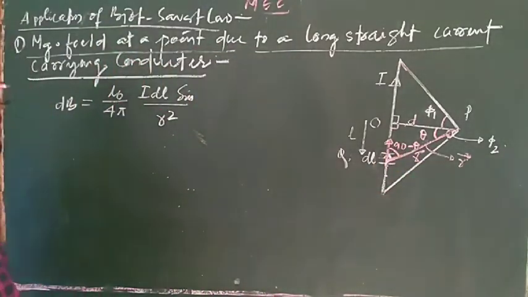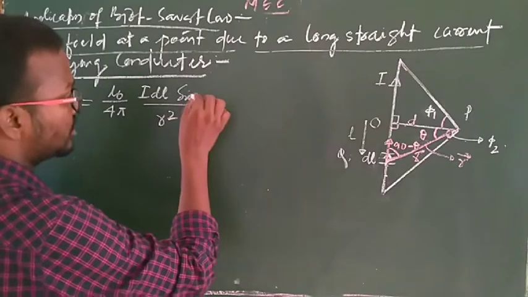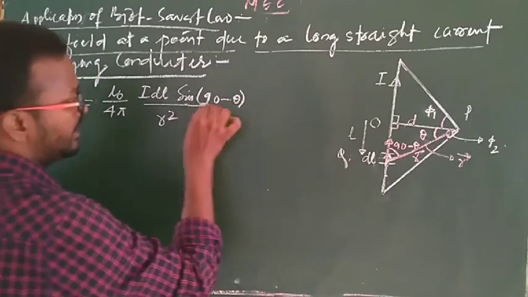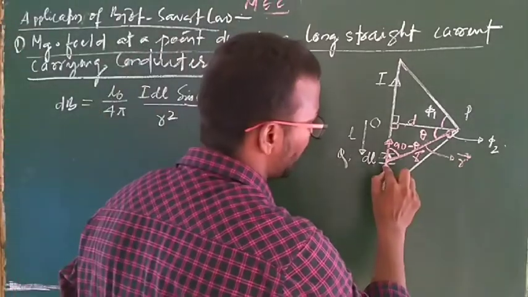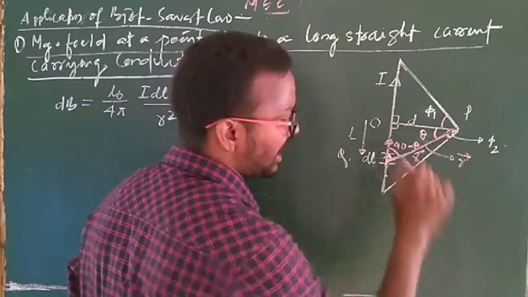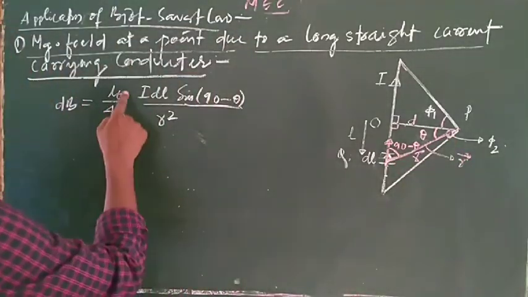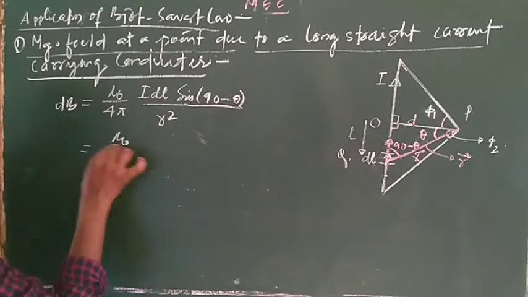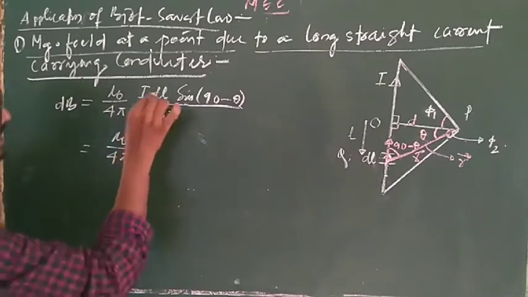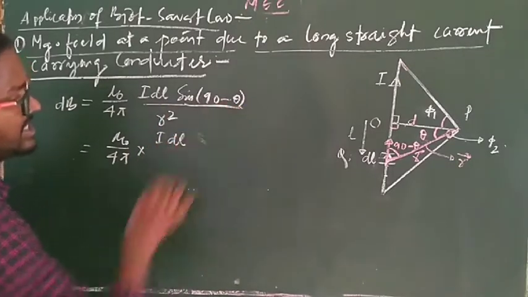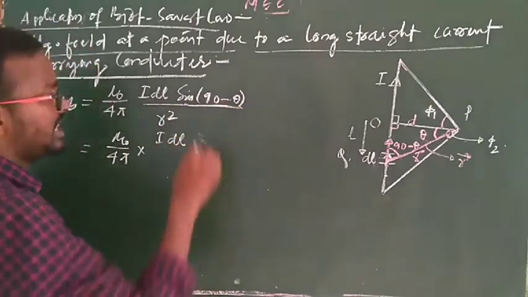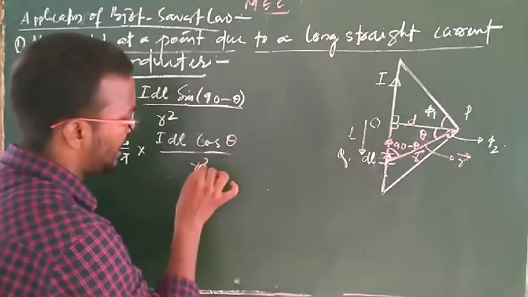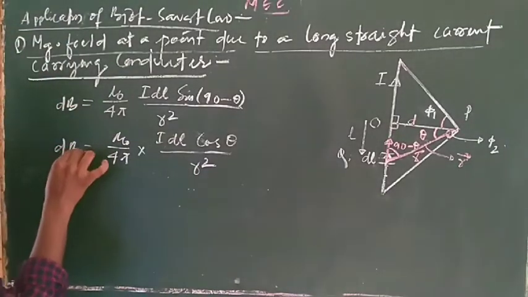So you can write here, that is I dl sine theta, where theta here is 90 minus theta, divided by the distance between point Q and point P, that is r. So dB equals mu naught by 4 pi, I dl sine theta by r square, or we can write the above relation as mu naught by 4 pi into I dl sine 90 minus theta. We know sine 90 minus theta equals cos theta, divided by r square.